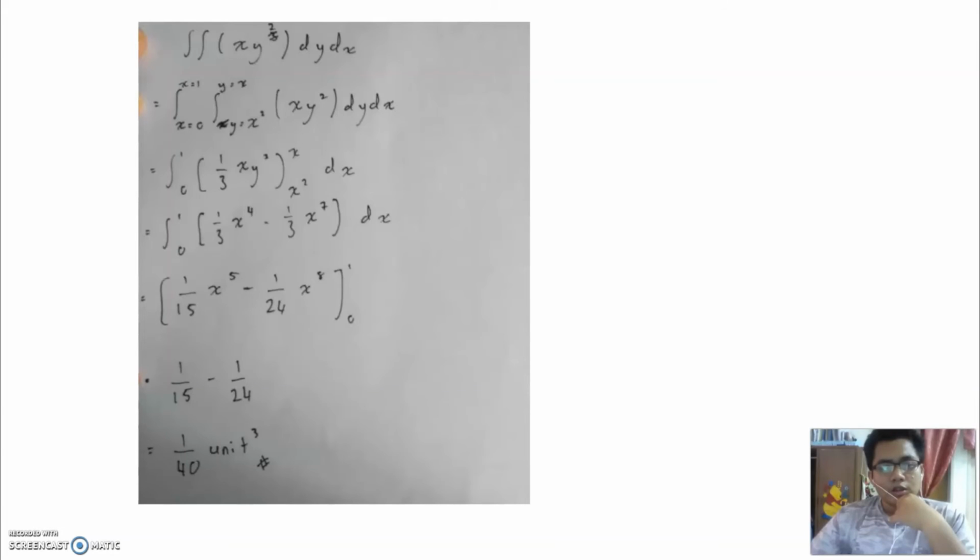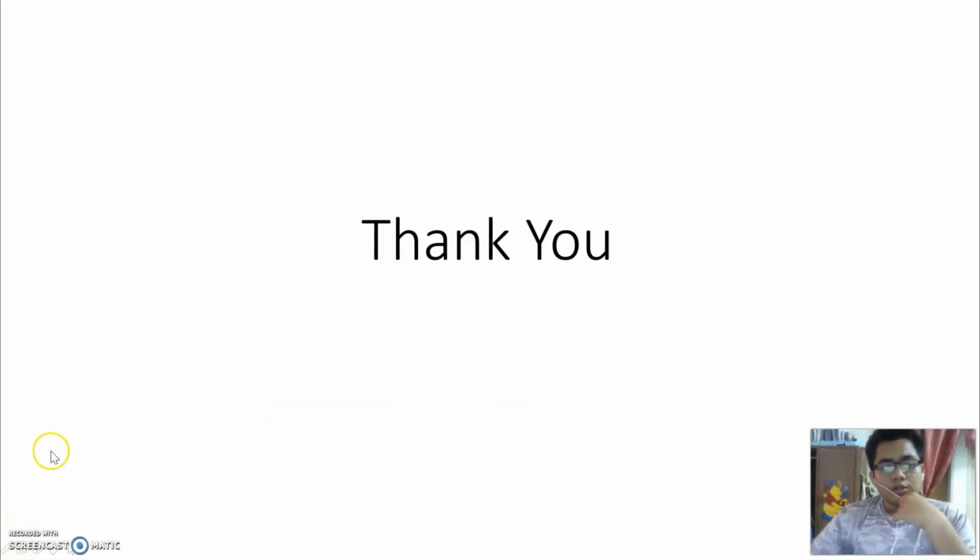Then lastly, we integrate dx with respect to x. So we will get 1 over 15 x to the power of 5 minus 1 over 24 x to the power of 8, from 0 to 1. Then we get 1 over 15 minus 1 over 24, and the final answer we get is 1 over 40 unit cube. So that's all from me. Thank you.